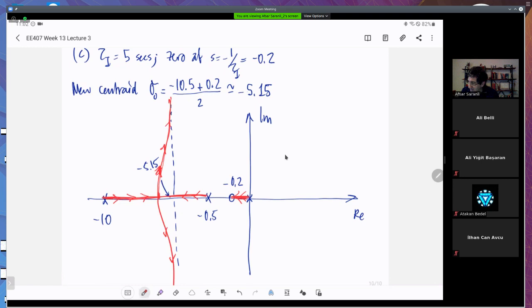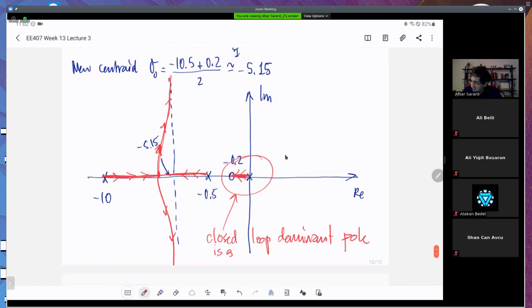Now, so you see that the closed loop dominant pole, or one of them, sorry, the dominant pole is actually one. Okay, the closed loop dominant pole is squeezed within this range.